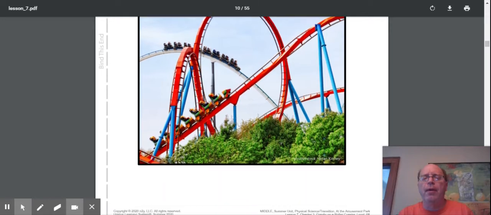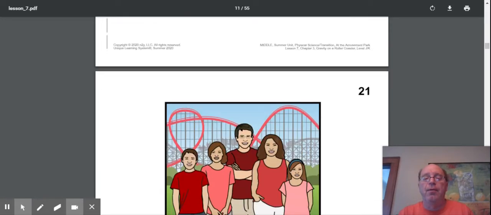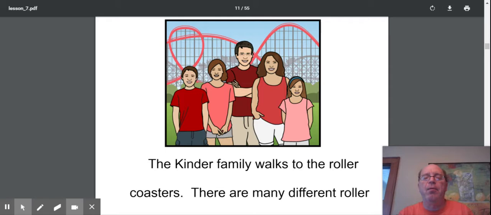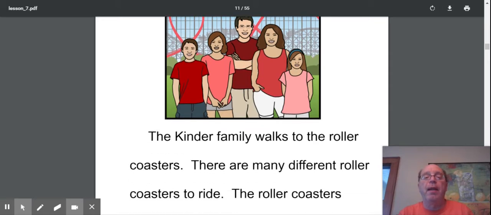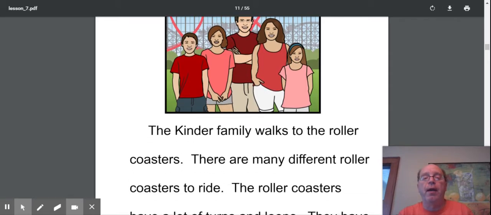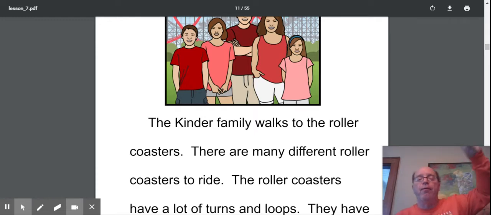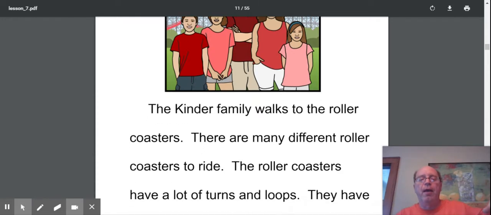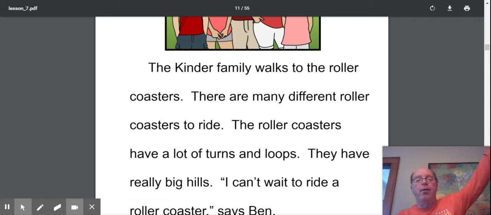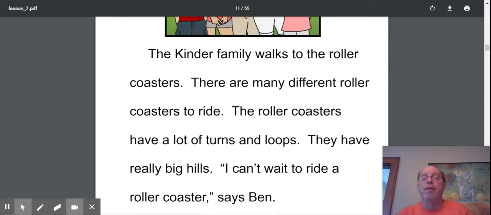We know that this is the one that Ben picked. So let's see. The Kinder family walks the roller coasters. There are many different roller coasters to ride. The roller coasters have lots of turns and loops. So, what does the roller coaster have? Yes, lots of turns and loops. They have really big hills. I can't wait to ride a roller coaster, says Ben. Now, Ben was a little scared at the water park ride because he went fast. I don't know how he's going to handle the roller coaster.